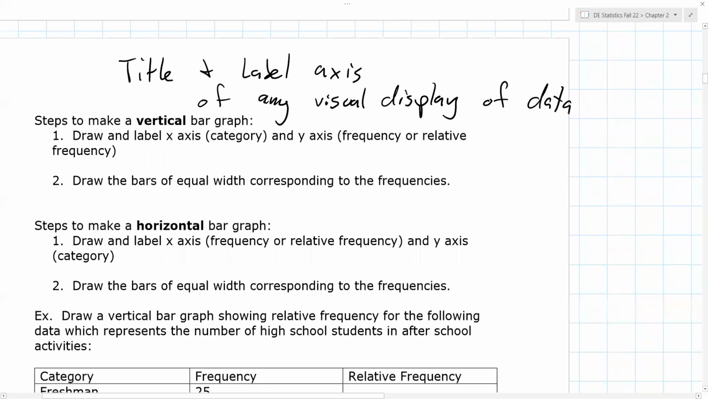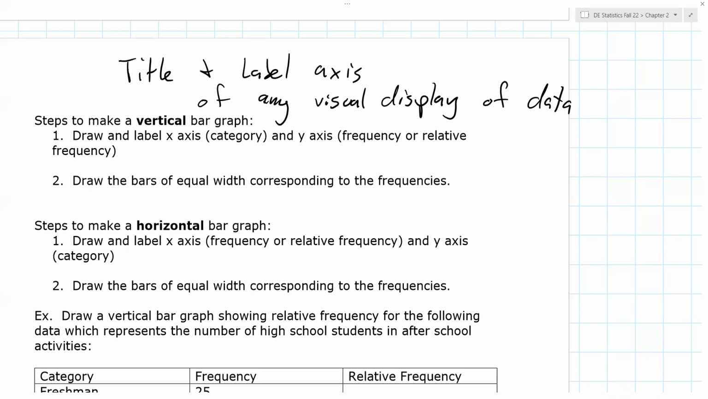So any type of chart you're making, I need to be able to look at that chart and tell exactly what it's telling me without having to go back and look at the raw data or look at the question. So make sure that when you're creating these, you include a title that tells the person looking at it what this data is about.